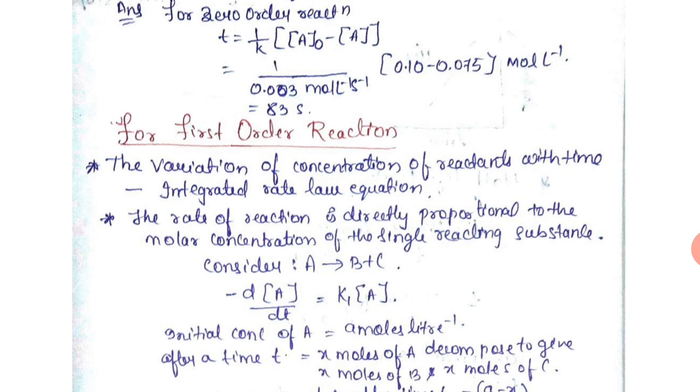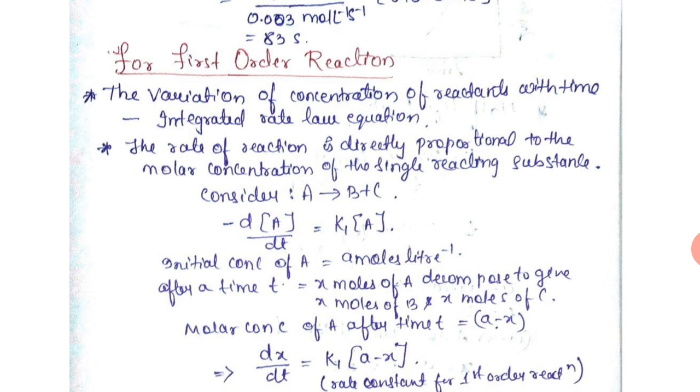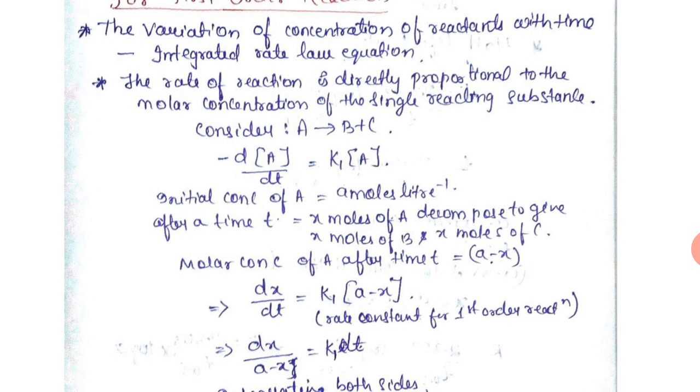The rate equation: the rate of reaction is directly proportional to the molar concentration of a single reacting substance. So in a first order reaction, consider A gives rise to B plus C. Then we have the differential formula, minus d[A]/dt is equal to K1 times [A]. If the initial concentration of A is a moles per liter, after a time t, x moles of A decompose to give x moles of B and x moles of C.